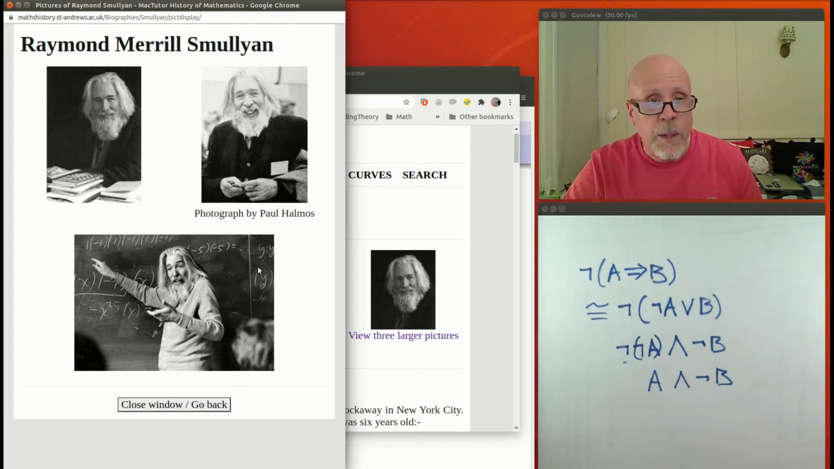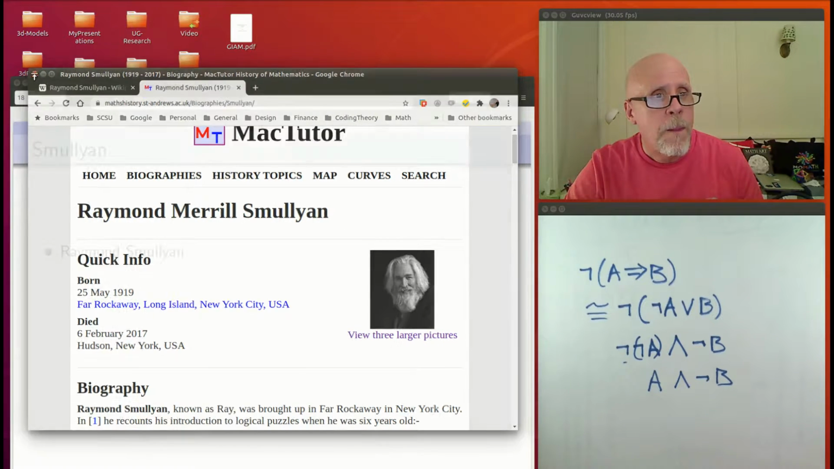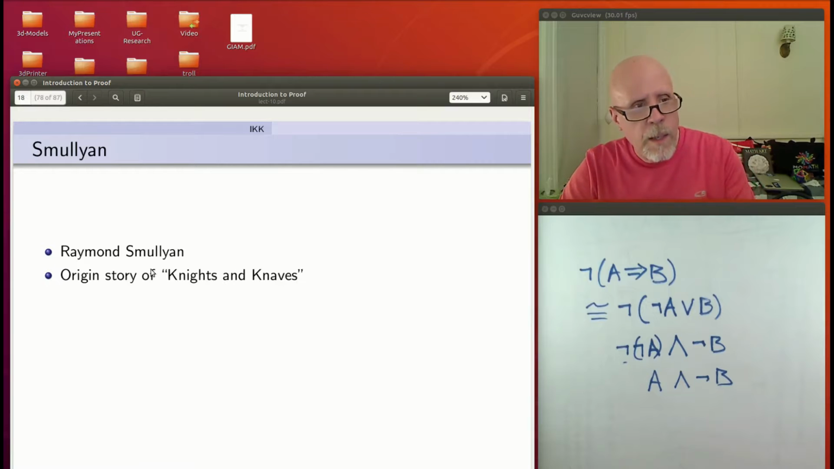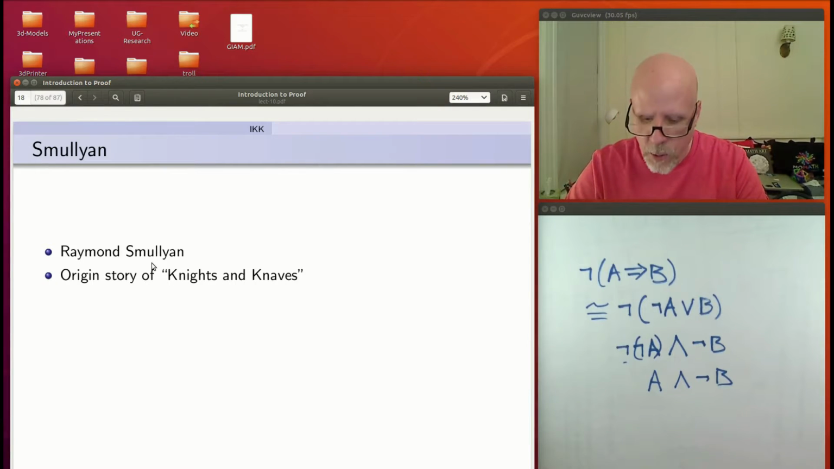No, he was brilliant. He was a great popularizer of mathematics, and particularly he came up with a lot of really cool little logic puzzles. One of the most famous of his logic puzzles were the ones called Knights and Knaves puzzles. So let me tell you the origin story. He didn't invent this, but he took it and generalized it, made it into his own.